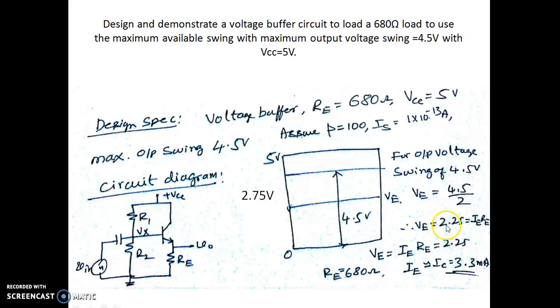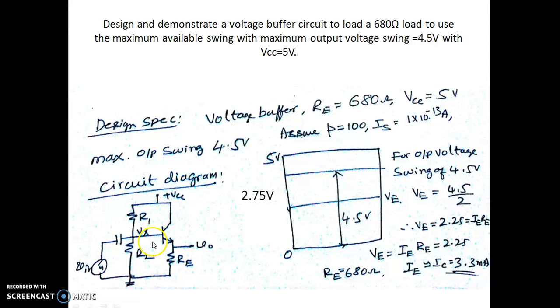So since V is 2.25 for a swing of 4.5 volts, we know that V is given by I into Re, which should be 2.25. So with the value of Re as 680 ohms, the emitter current, which is approximately equal to the collector current, will be 3.3 milliamperes. This is the circuit diagram we are supposed to design.